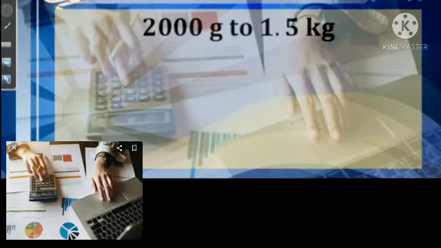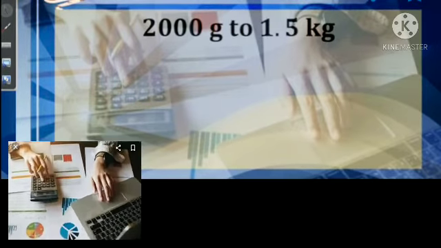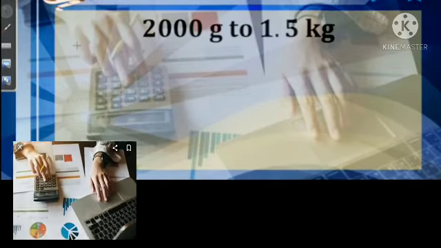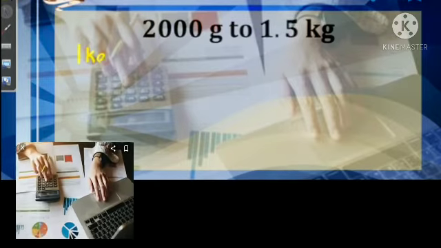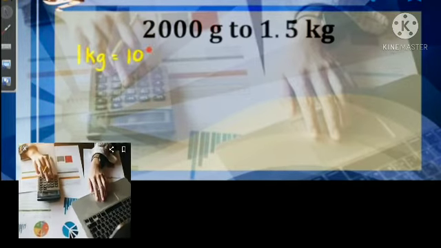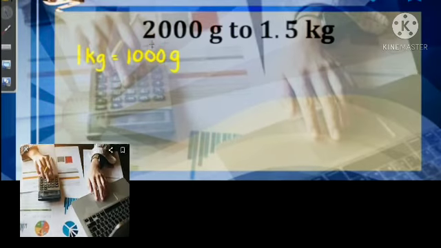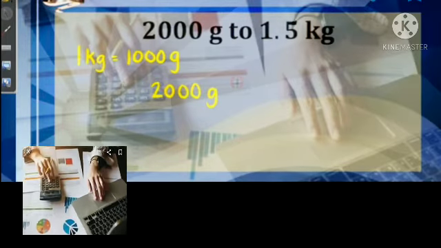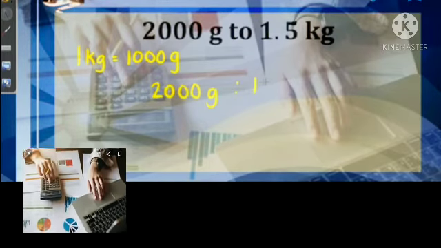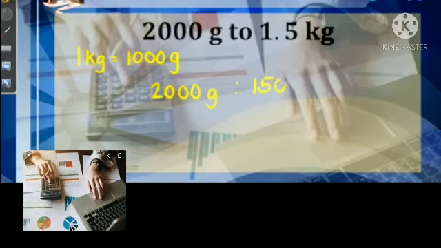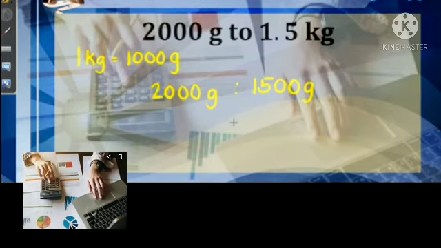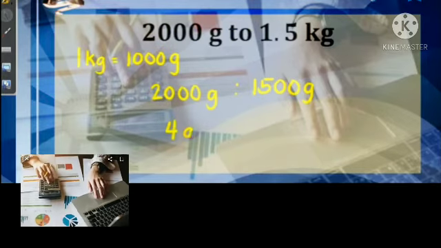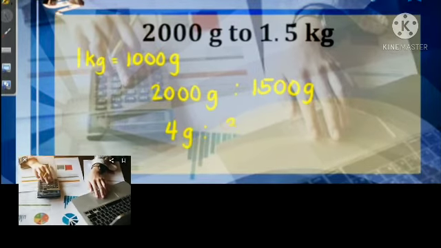Okay, our next item, express the ratio 2000 grams to 1.5 kilogram. Here, let us convert first kilogram to grams. So take note that 1 kilogram is equivalent to 1000 grams. So here we can have 2000 grams is to 1500 grams. So let's simplify this by dividing both sides by 500. So we have 4 grams is to 3 grams.